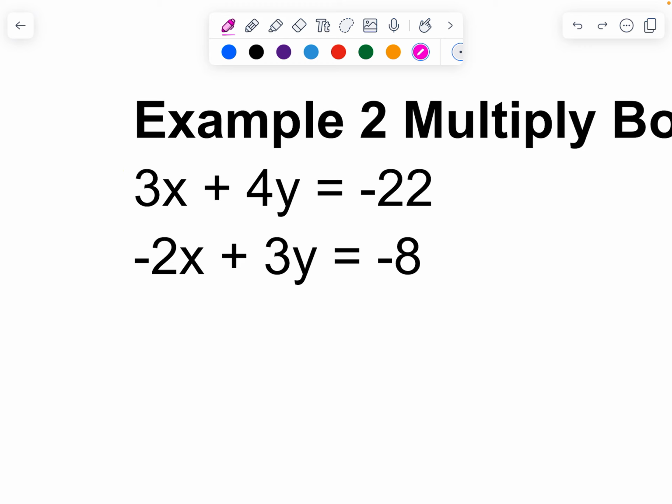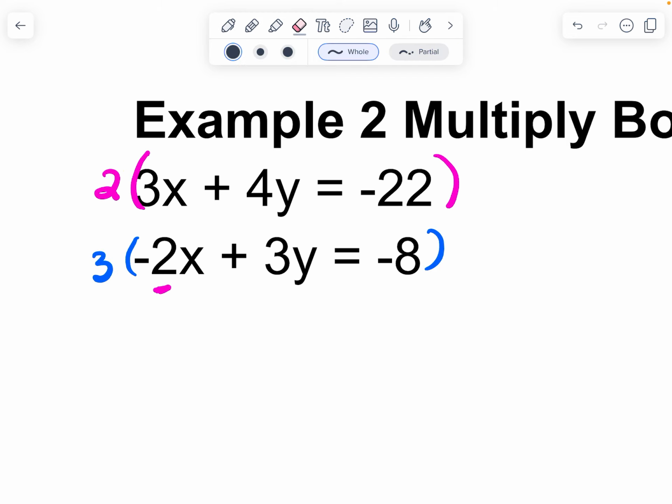And guys, the easiest way to do that is multiplying this by the 2. That 2 right there, multiplying that by the 2. And multiplying this by the 3. Now, why am I not multiplying by a negative 2? Because the whole point is so that I can get the coefficients opposites of each other. So I want one of them to be positive and I want the other one to be negative.